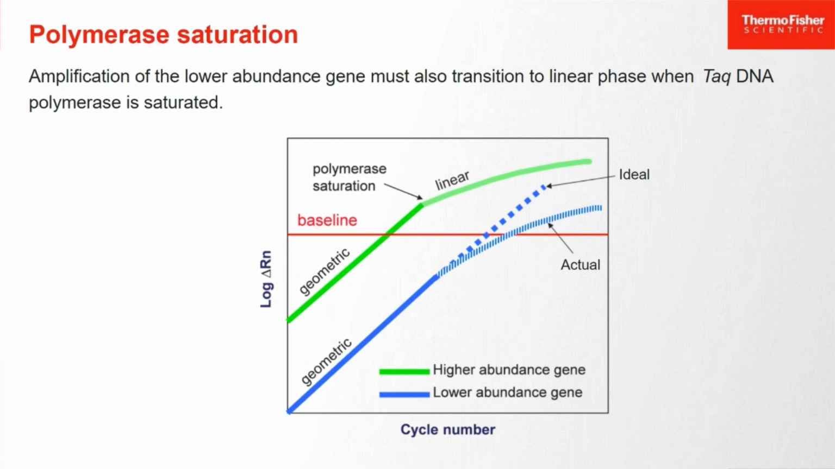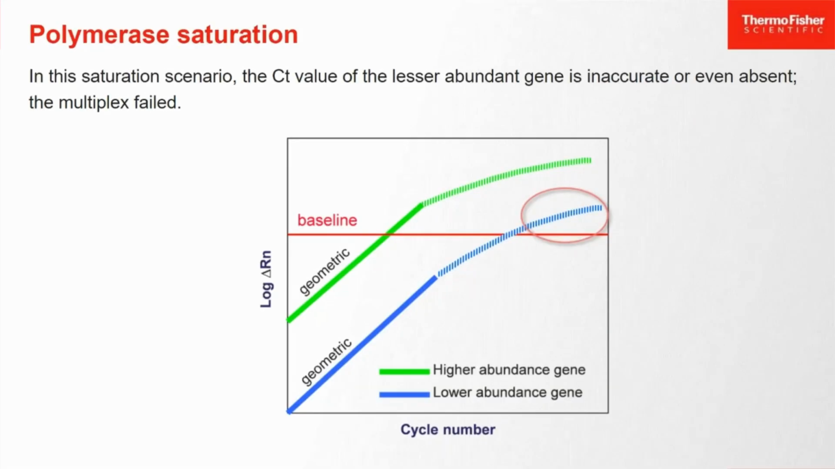The problem that causes is in a multiplex, when one assay goes from geometric to linear because of Taq saturation, the other assay has to do the same thing at the exact same time. And if that happens before the lower abundant assay signal emerges, then you're going to have a problem. You're not going to detect the geometric phase. You might see linear phase perhaps, or you might see nothing at all. Like I said, if you did see linear phase data, it will be inaccurate, and we shouldn't use that for quantification. So we can call this a failed multiplex.